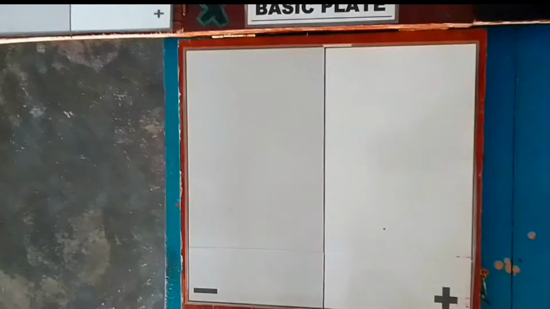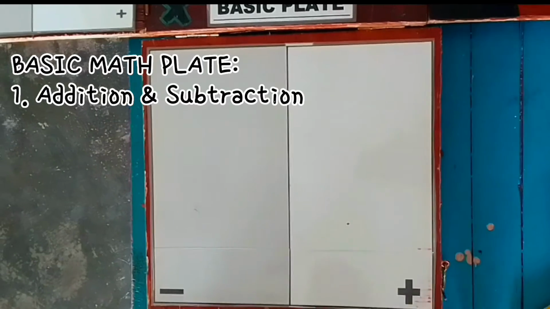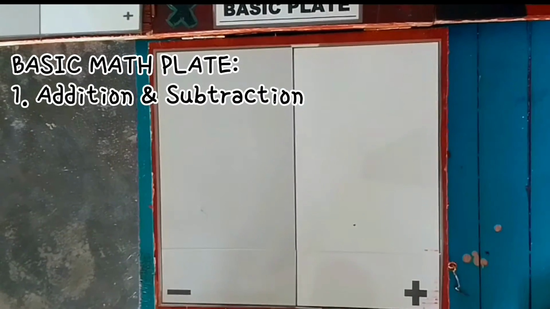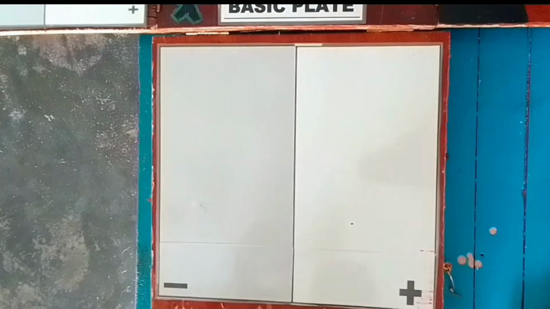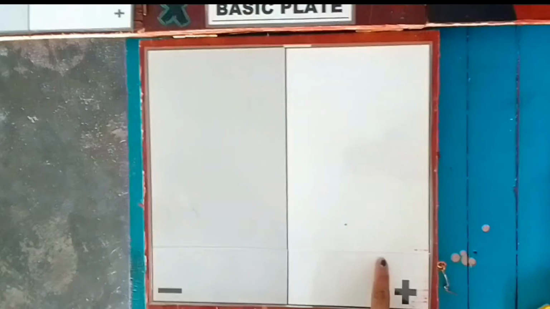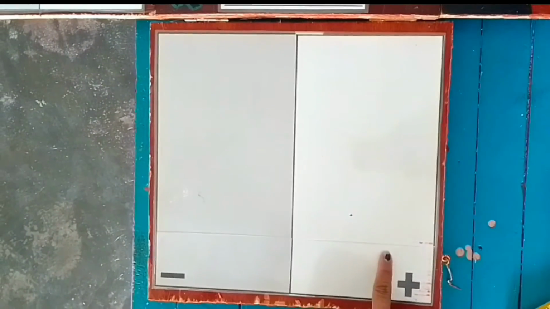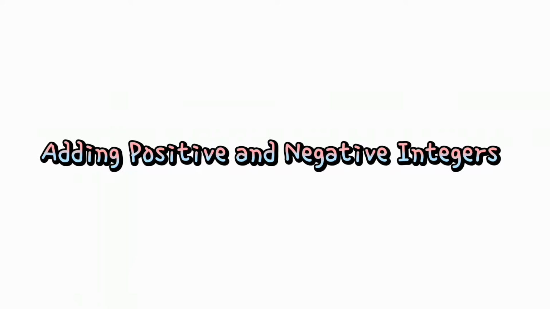The basic math plate is used for basic operations like addition and subtraction of integers or variables, and simplifying algebraic expressions. Either of the constant and variable tiles can be used in this plate. So the basic math plate is divided into two parts, the positive side and the negative side. So we will start in adding positive and negative integers.